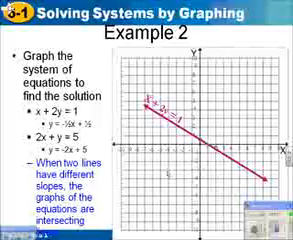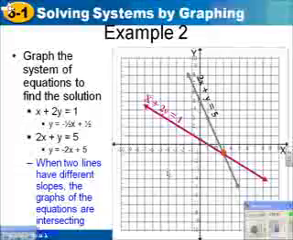Then to graph the second equation, my y-intercept was 5. So I put a point on the vertical axis of 5. And I count for my slope of negative 2 over 1. So I count down 2, and I count right 1. That gives me a negative slope. And then I figure out, where did these two lines cross?